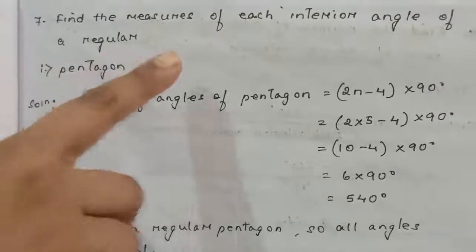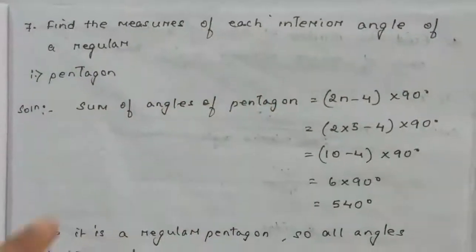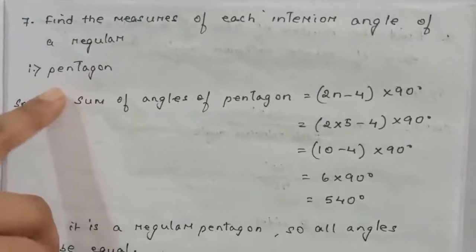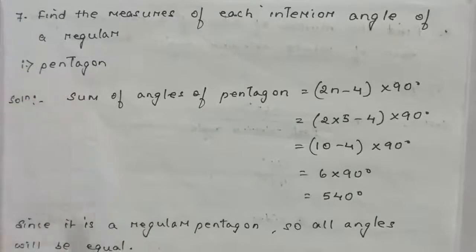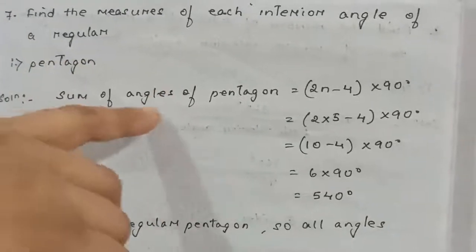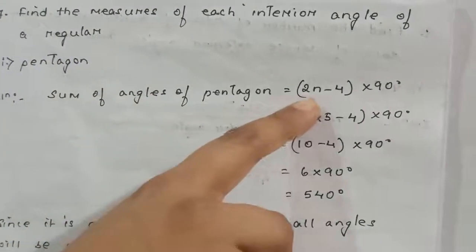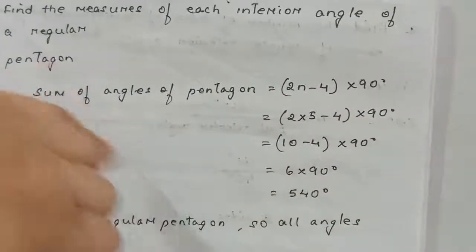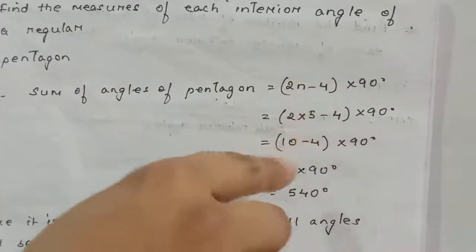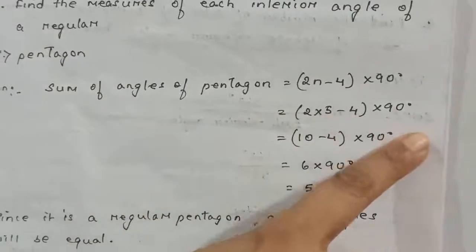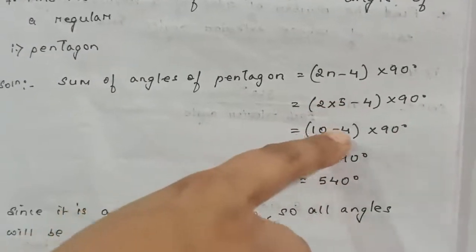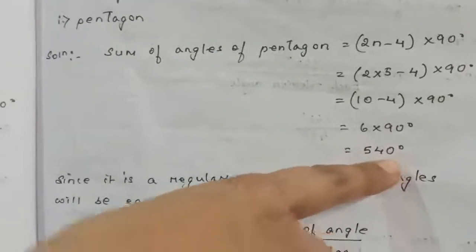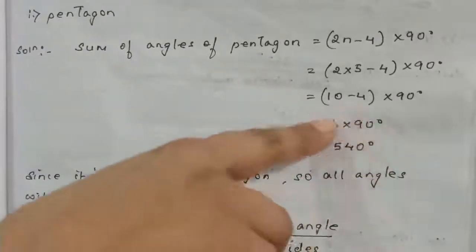Question number 7 is find the measure of each interior angle of a regular pentagon. First we will find the sum of angles of a pentagon. How will we find it? (2n minus 4) into 90 degrees. Since it is a pentagon, the number of sides will be 5. So (2 into 5 minus 4) into 90 degrees. 2 fives are 10, minus 4 is 6, into 90 means 540 degrees. So the sum of angles of a pentagon will be 540 degrees.